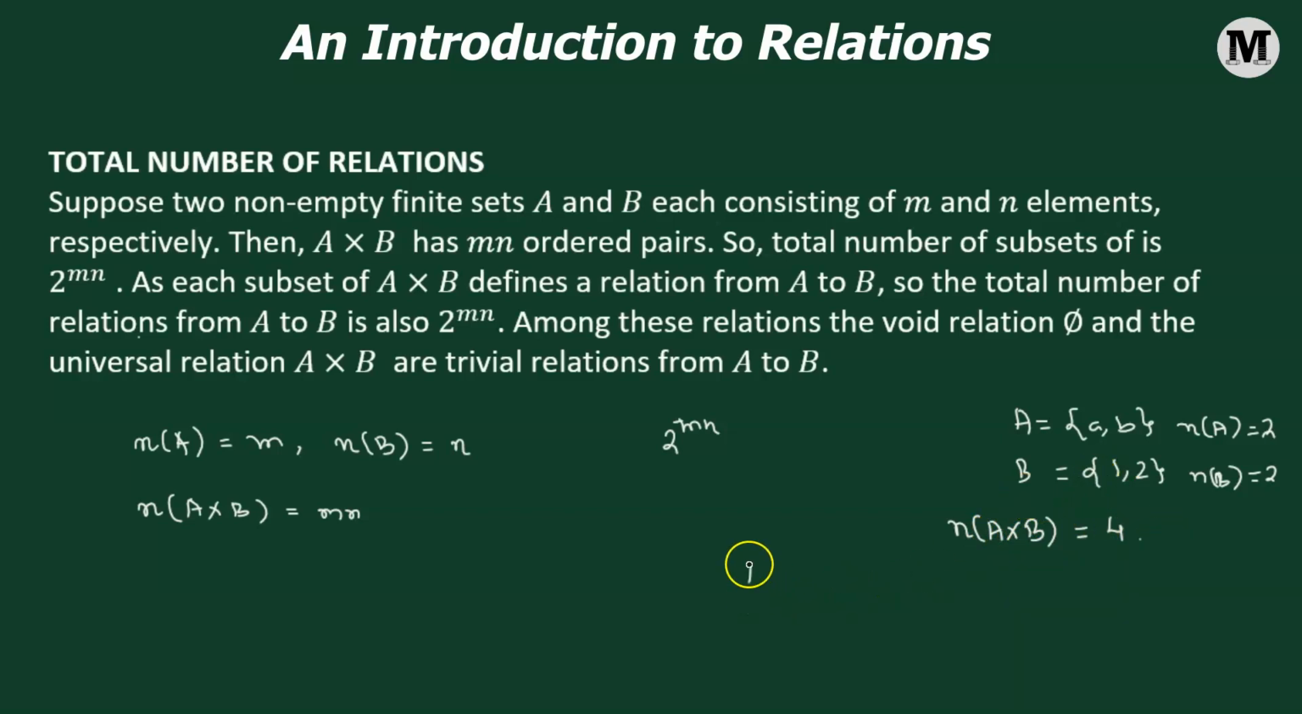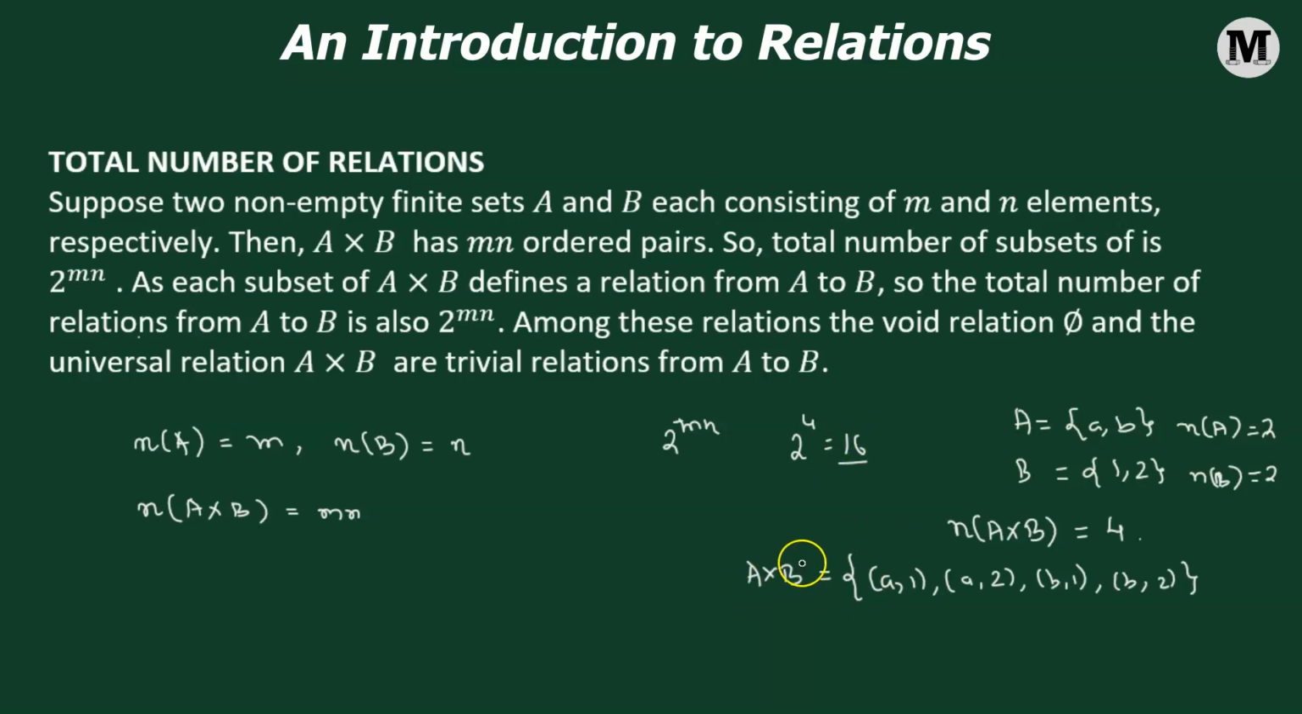And so when we write down the Cartesian product of A and B, we'll get 4 ordered pairs. We have (a, 1), (a, 2), next we have (b, 1), and (b, 2). Right. So how many subsets are possible? Since there are 4 elements, there will be a total of 2 raised to the power of 4, which is going to be 16. So there will be a total of 16 subsets of the Cartesian product of A and B.